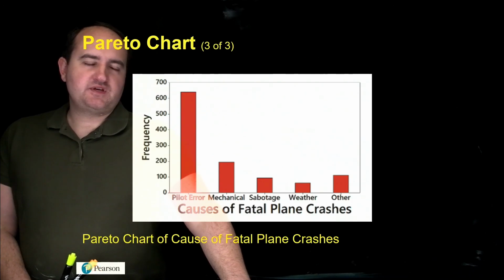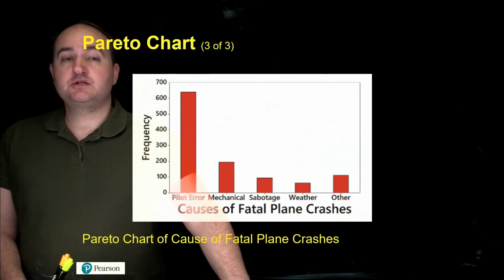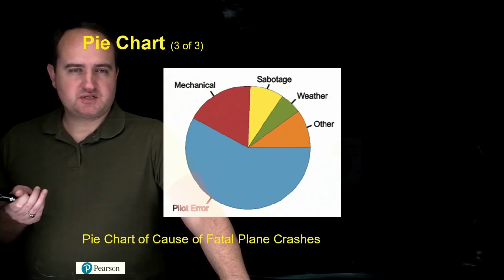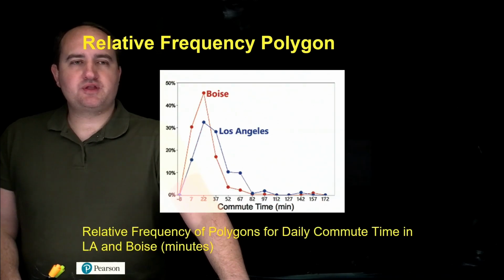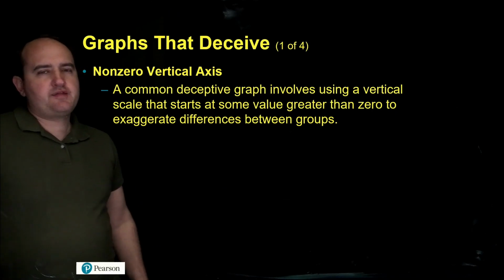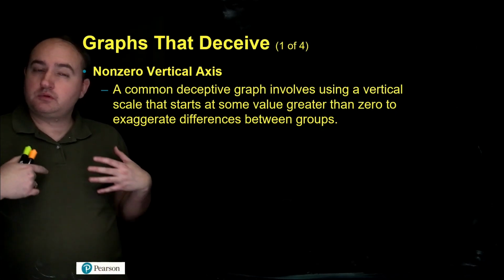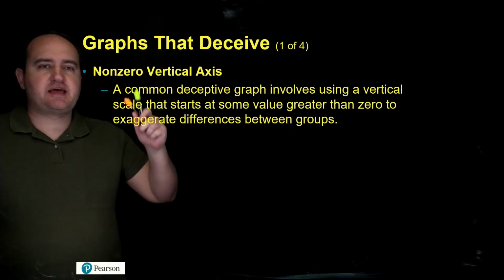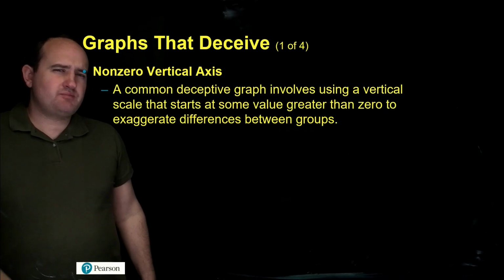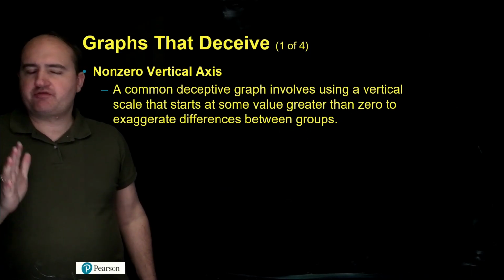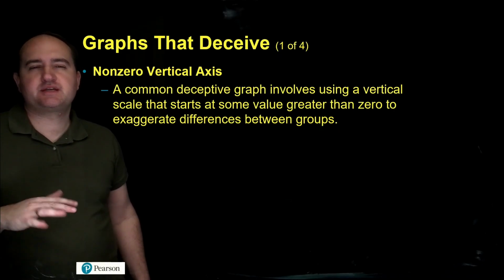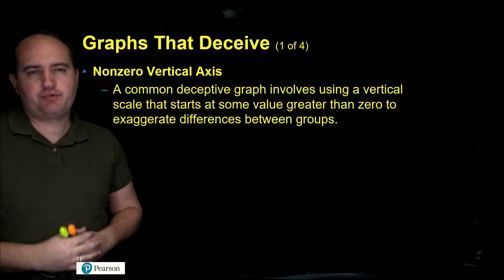Well, technically, any of these graphs that enlighten could lie to us if we distort them in some way. But probably the most important way that a lot of people will lie using a graph is to have a non-zero vertical axis. Okay? And this can be in a number of different types of graphs. But for our example, we're just going to look at a bar graph, because that's probably the easiest way to see an example of this.